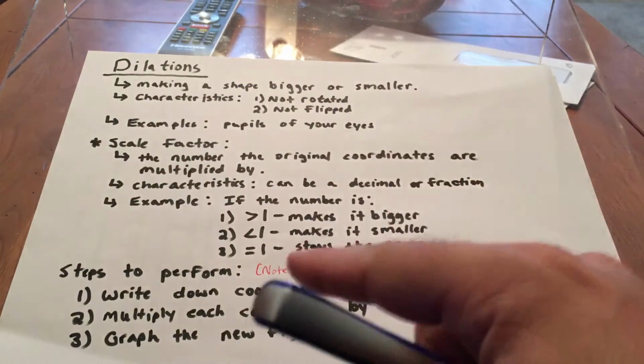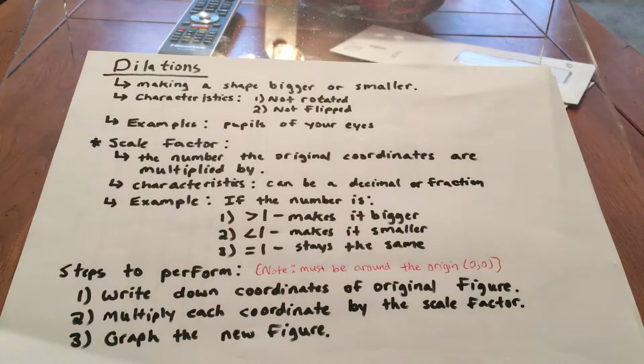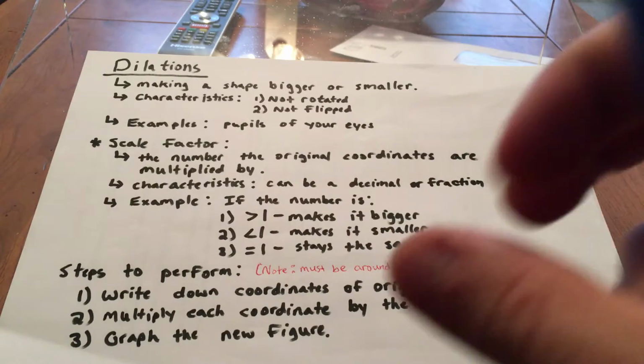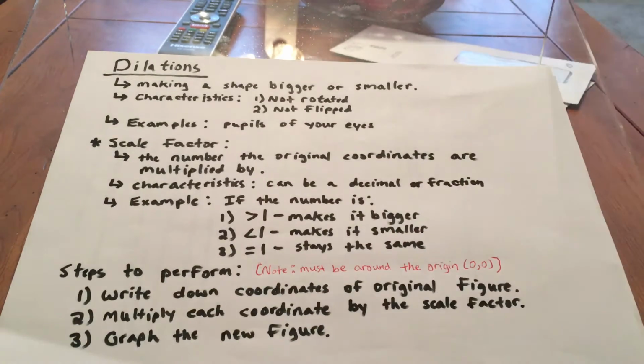It doesn't rotate, it doesn't flip or anything like that. The same basic shape is still there when it's done. It's just expanded and blown up or shrunk. Okay. A good example of a dilation in the real world would be the pupils of your eyes. Your eyes get bigger and smaller depending on the amount of light that's present in the room or wherever you're at. So that's an example of a dilation. A dilation expands or shrinks things.